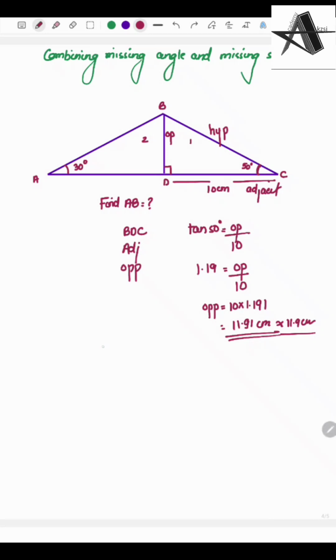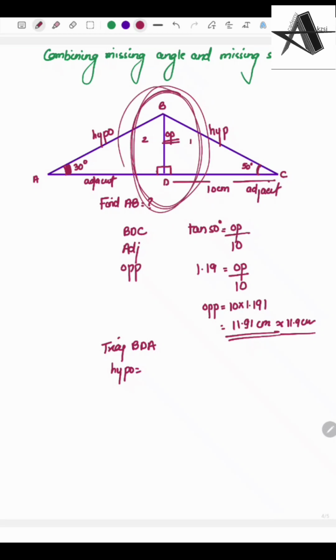So only look at the triangle BDA. Here, again I have to see which one is opposite, which one is adjacent. This angle is given. So the side opposite this angle is this. Adjacent is the side that is connected with this angle. The third one is definitely your hypotenuse, the side opposite to 90 degrees. They are asking to find AB, that means they are asking for the hypotenuse. And what is given? BD, that we just calculated, that is opposite.